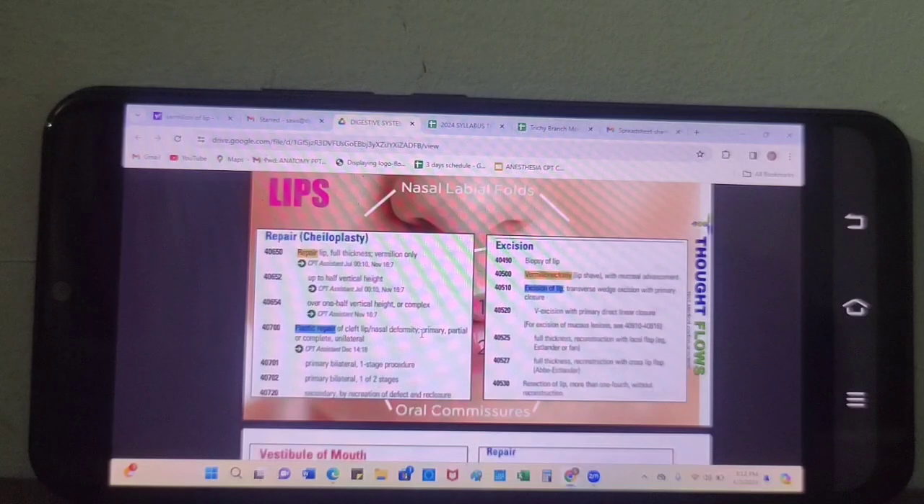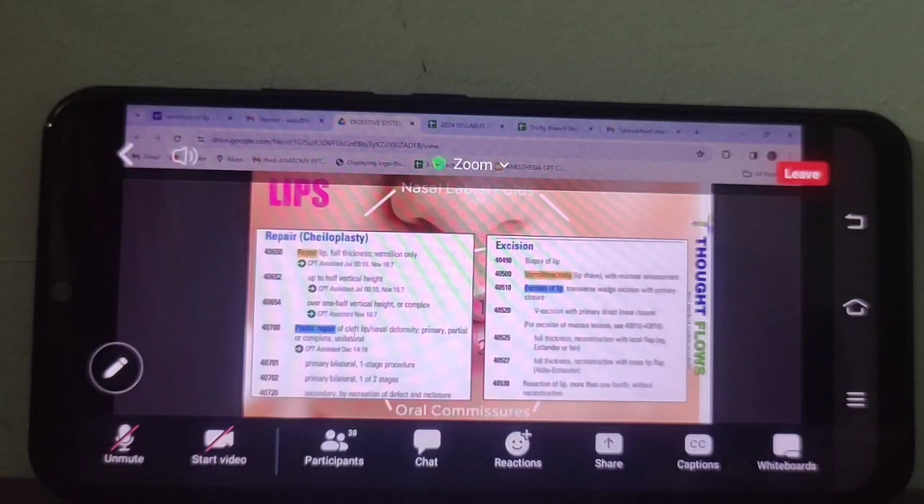Then repair of cleft lip or nasal deformity. I think you already know that cleft lip or cleft palate is one of the congenital defects. So the surgeon makes a suture to repair the cleft lip or nasal deformity. For unilateral, go for 40700. That is a primary procedure.